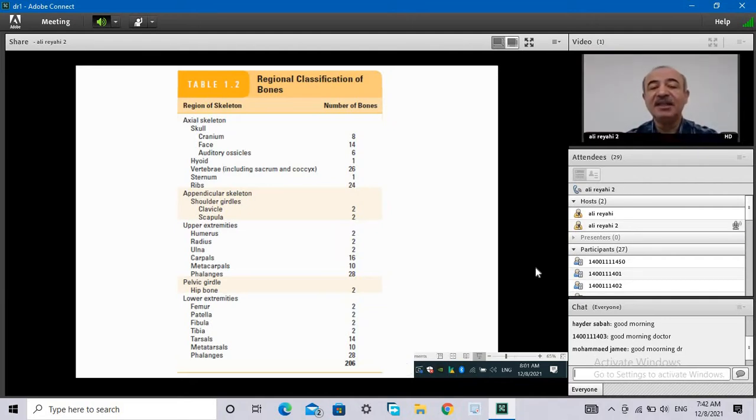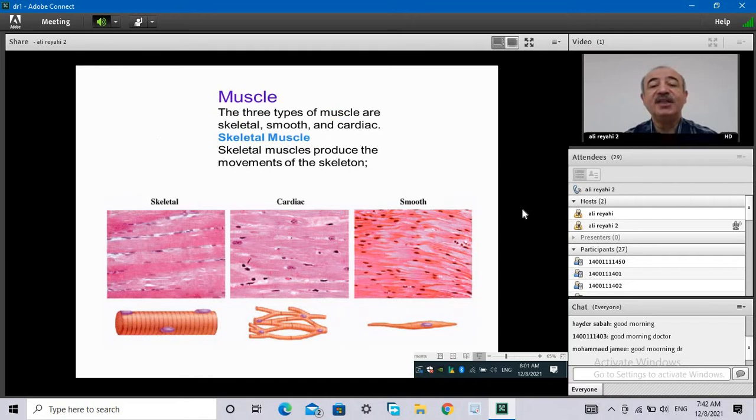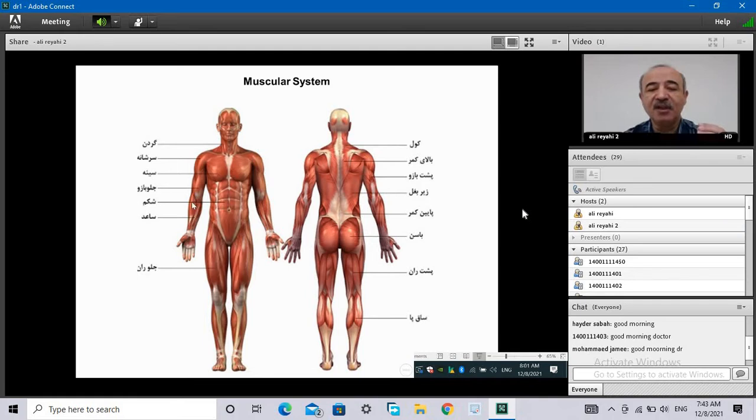And we reach the muscles, if you remember, the muscular system. In this picture you can see two views of the muscles of the body, anterior view and posterior view of the muscles in our body. And in our body there are three types of muscle: skeletal muscle, cardiac muscle, and smooth muscle. I described all of these. The skeletal muscles are the muscles that attach to the bones, like these muscles attached to the bones.